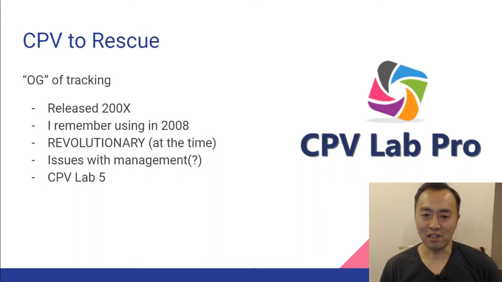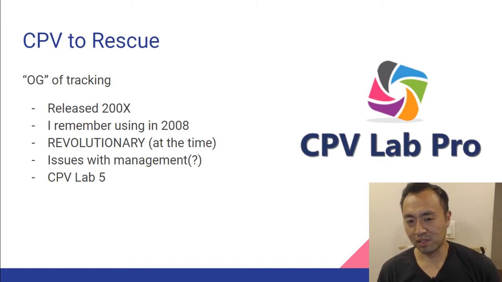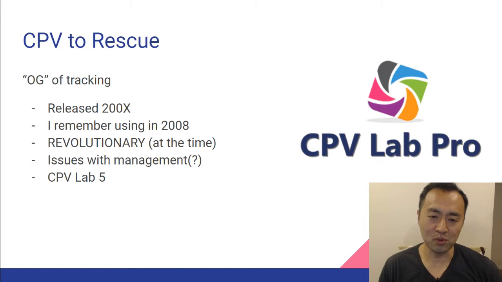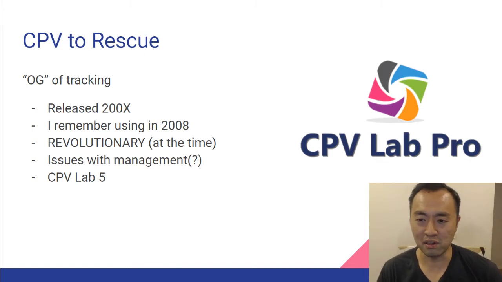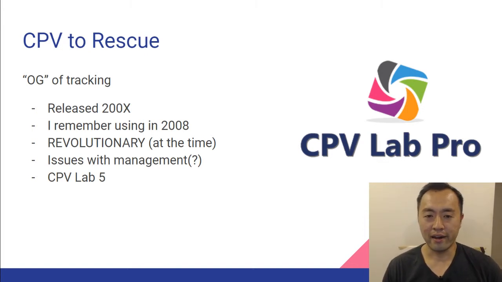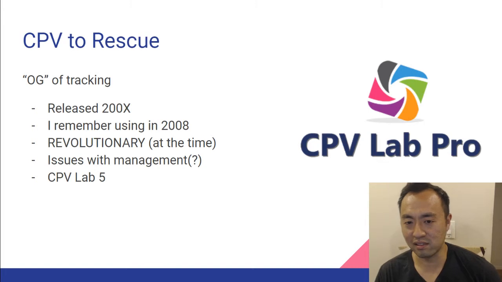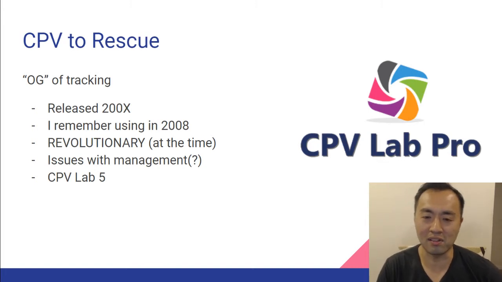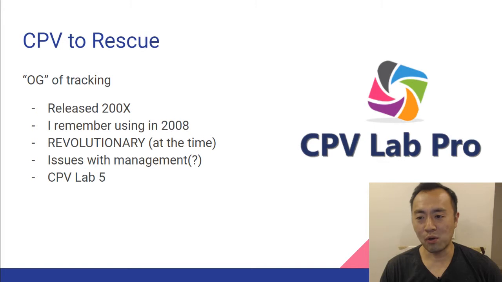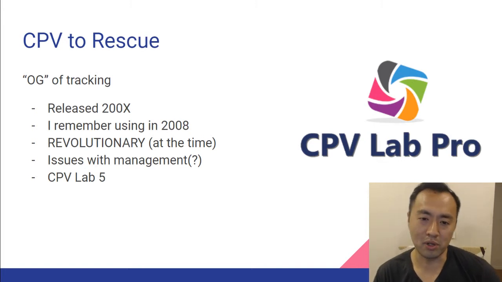I remember using it in 2008, and at the time it was pretty revolutionary because all the direct response marketers I know had their own little scripts for doing it. And this guy released his product, I don't know who he is, and you could track a whole bunch of stuff, even at the time, like wireless carriers, browser size, screen size, device type. That was pretty radical at the time. But I don't know what happened. This product kind of fell out of the market, and I guess it had some issues with management.